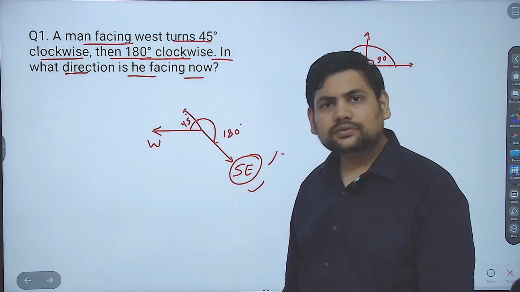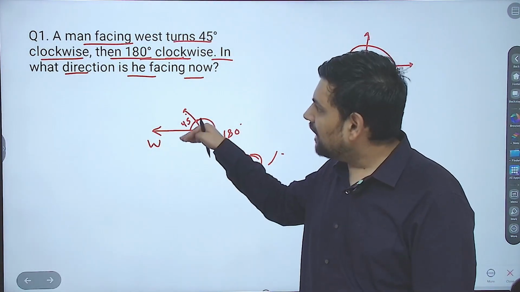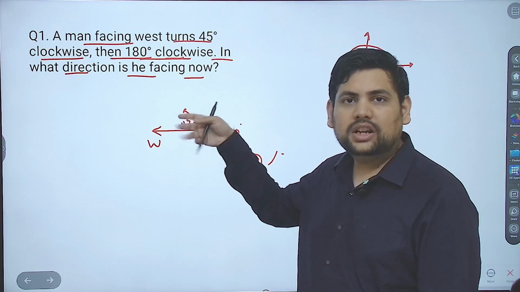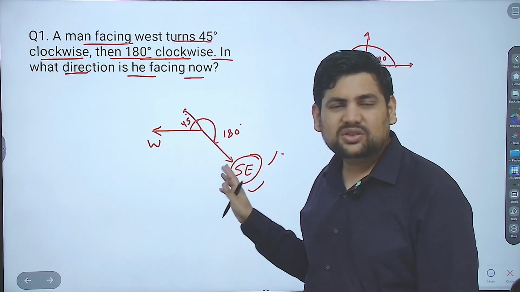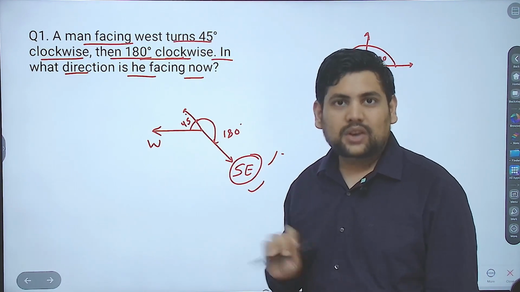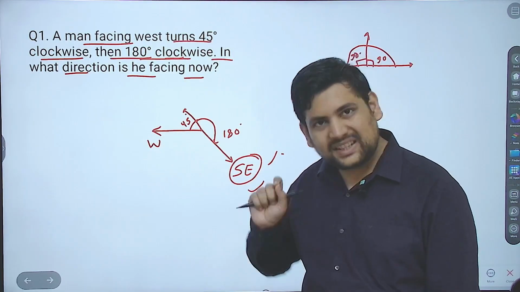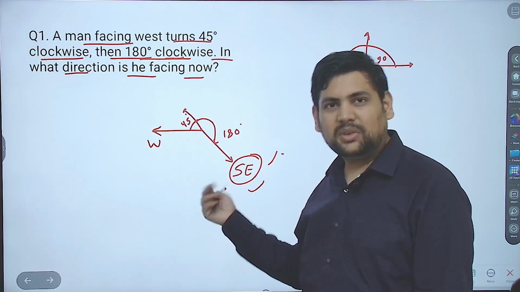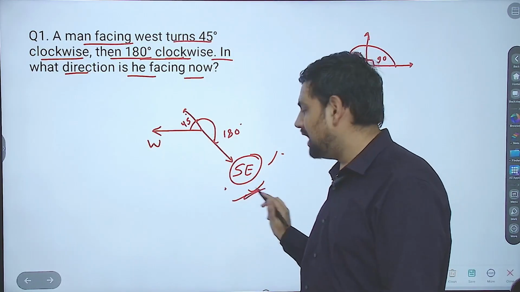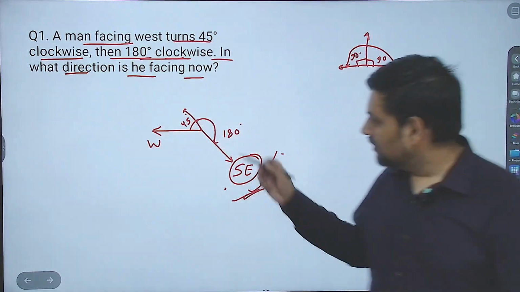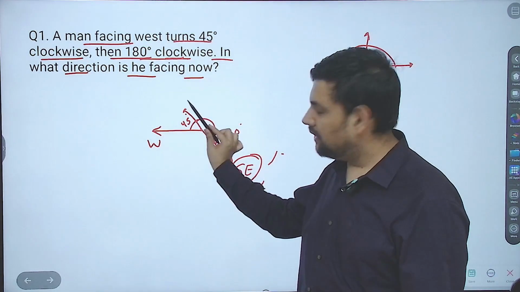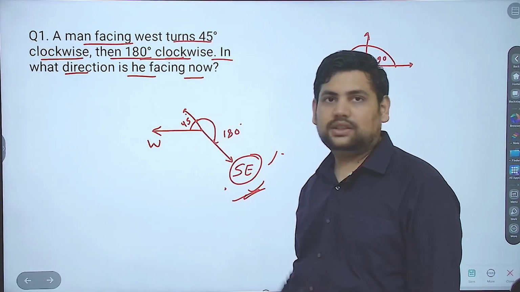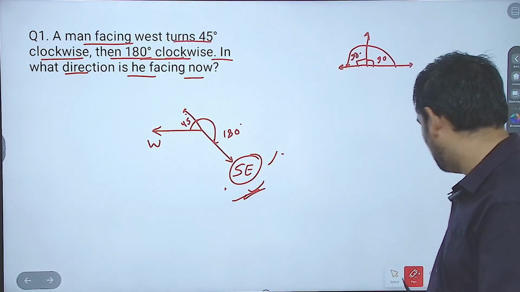Unless otherwise mentioned, here they have given 45 degrees, but even if they give 30 degrees and then you go opposite, you still count it as southeast. Southeast should ideally be exactly at 45 degrees, but that is not always given, so approximate is also fine. Here it is coming out exact. So you start here, then clockwise 45 degrees, then 180 degrees clockwise, and you reach southeast.